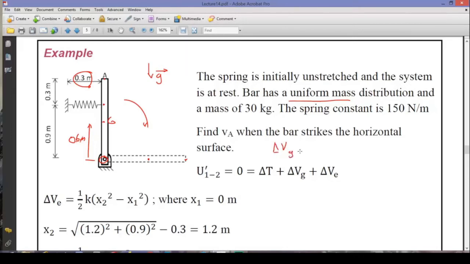Okay, so there will be delta Vg. And that will be the mass of 30 kilograms times the gravitational acceleration times the total distance in the vertical direction that is dropped. So it's a negative distance, negative 0.6 meters. It will have a drop. That's the delta Vg. That's going to appear in our equation.